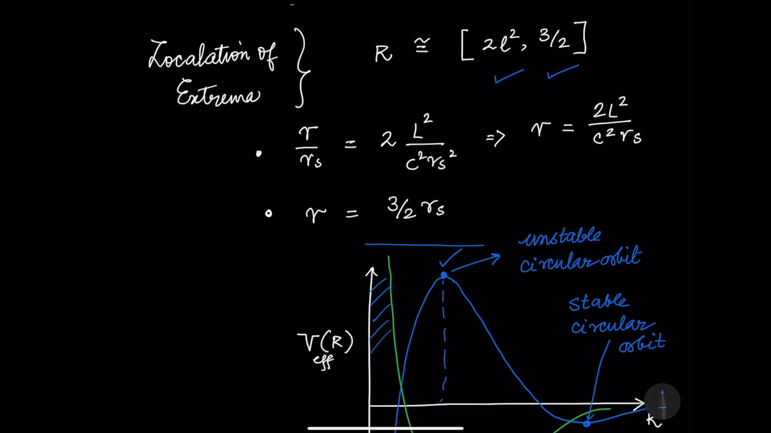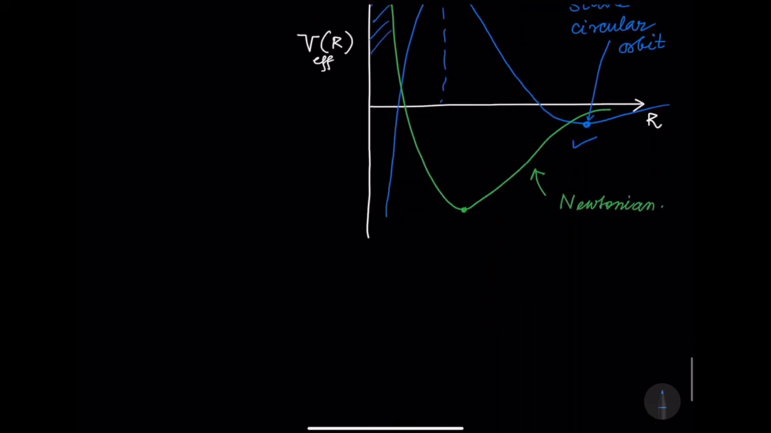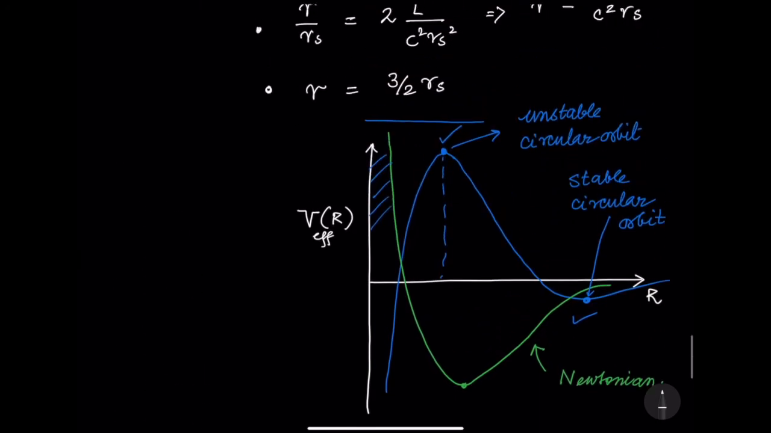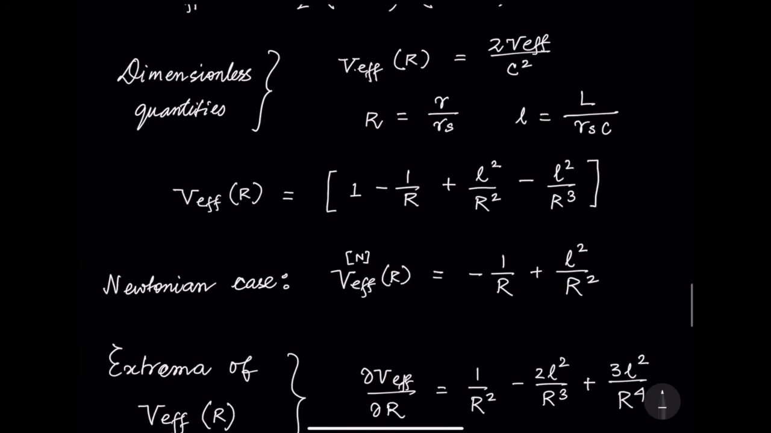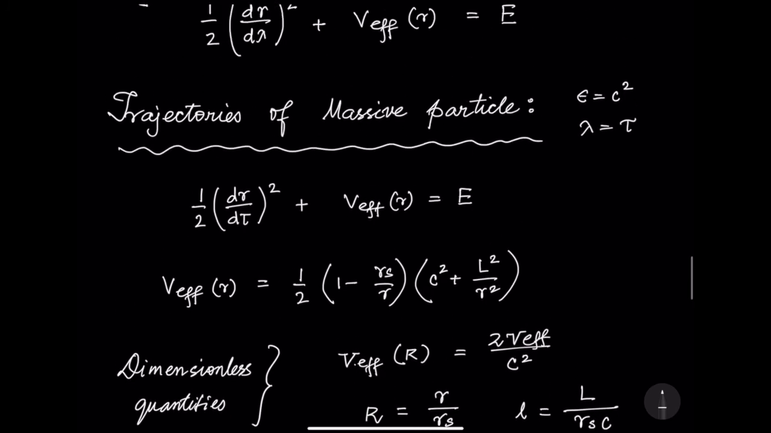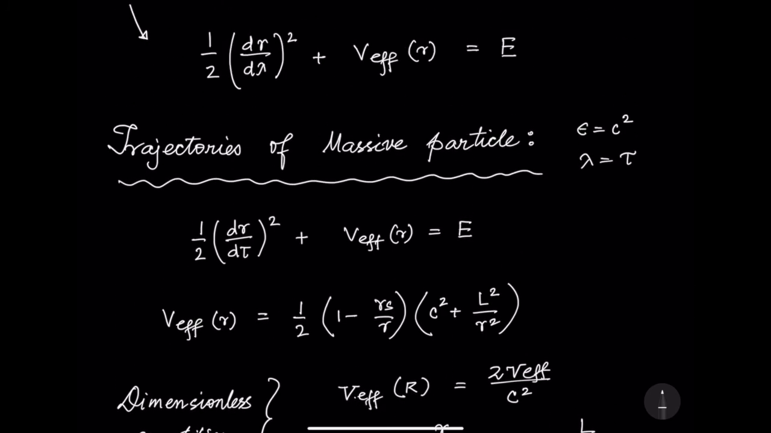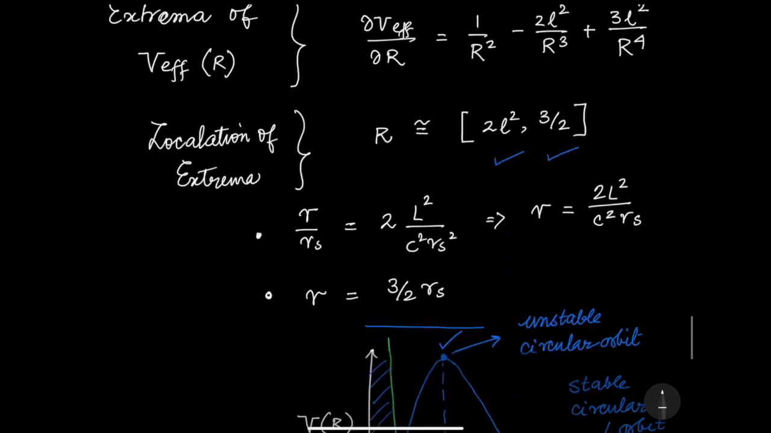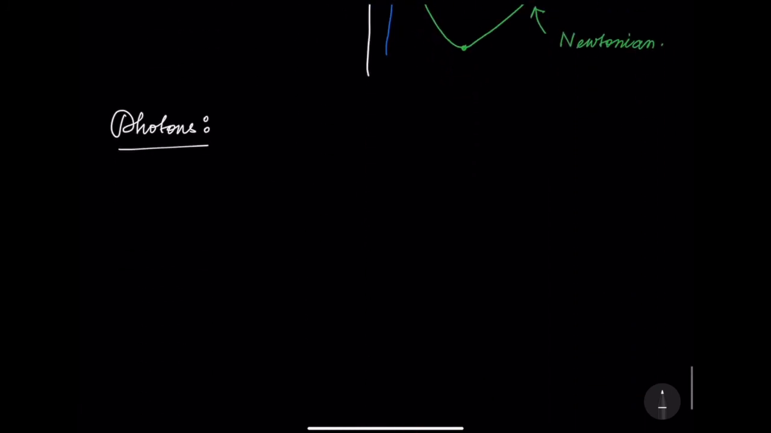Okay, so let us talk about what happens in case of massless particles. Photons are the massless particles. They're not attracted by gravity because they don't have mass. Newtonian gravity only works for mass. Now for the massless particle, in that V effective, epsilon will be 0. So I have to set epsilon as 0, and I can again write V effective as a function of r.